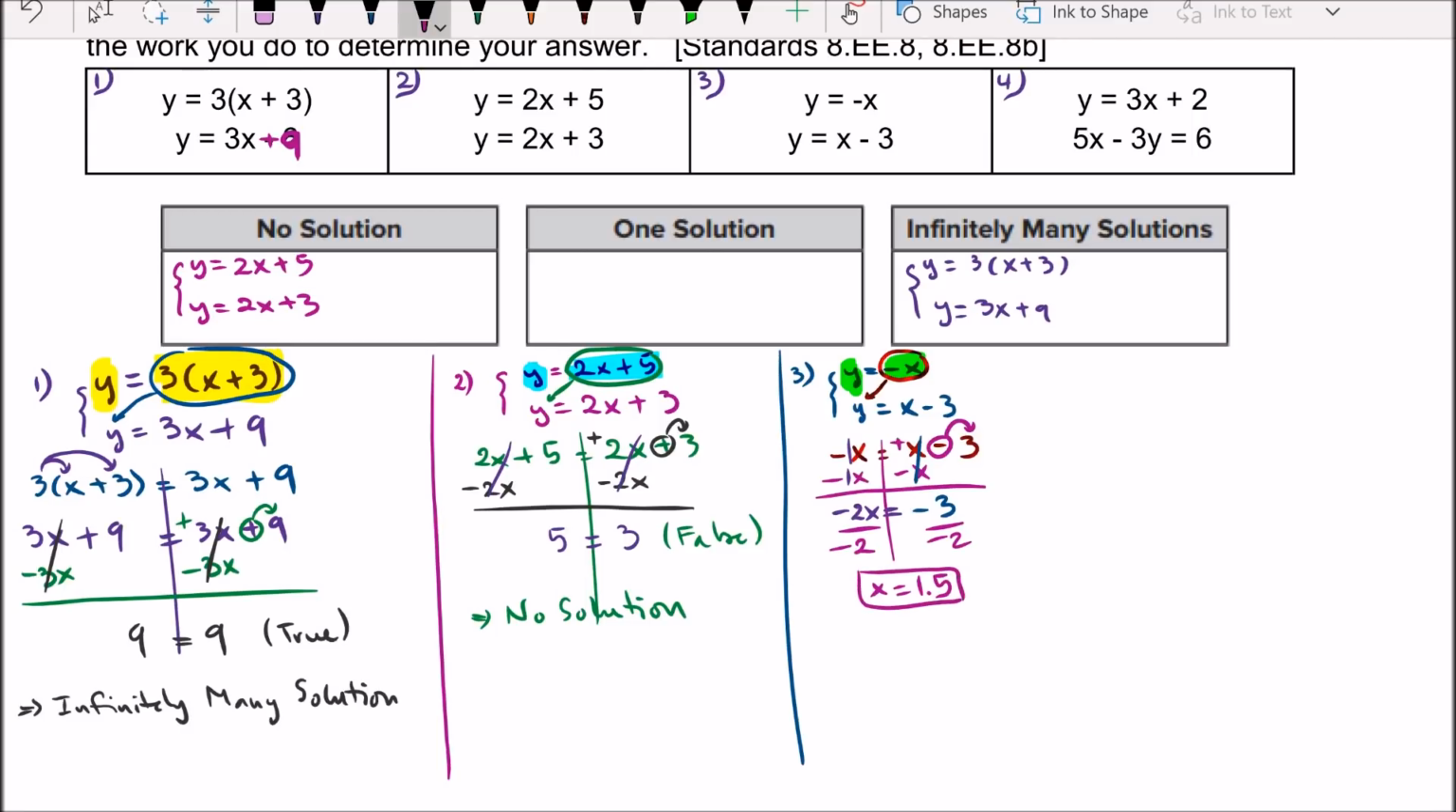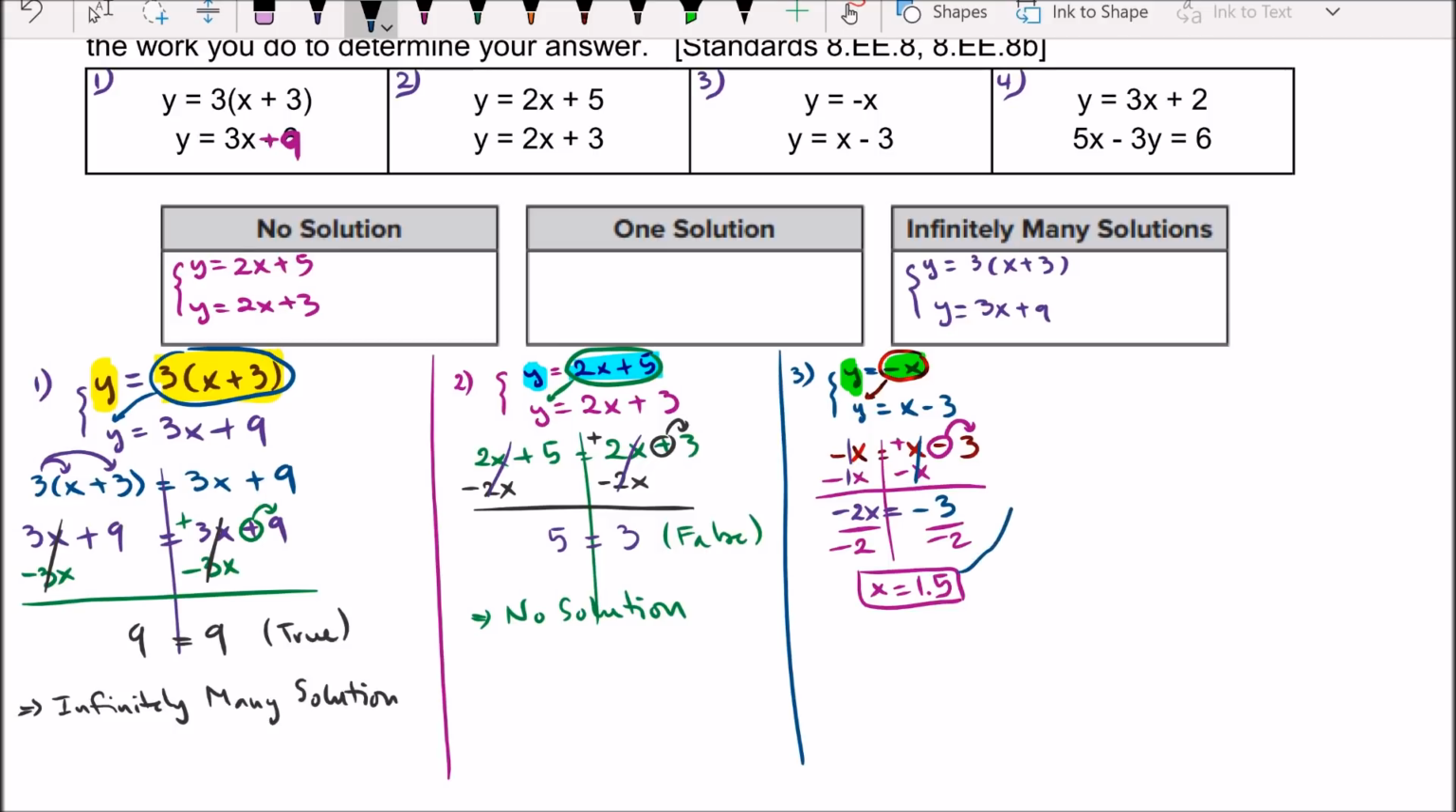Alright, so we see that in this problem the answer for x is 1.5. So number 3 we know for sure will go to one solution. However, the problem is not done yet. You have the x value, you have to plug it back in to solve for the y value. If you stop right here, you will lose 1 point because you didn't complete solving for number 3.